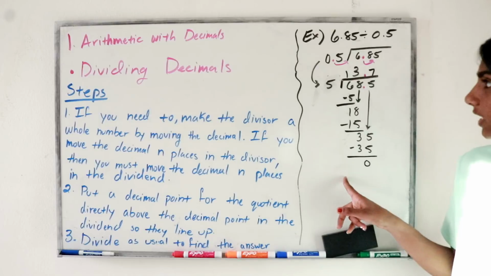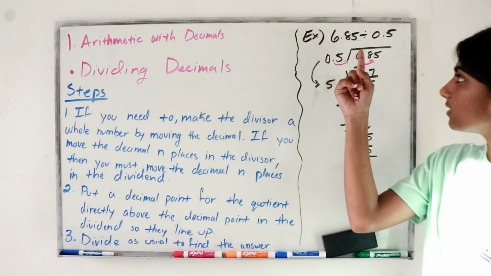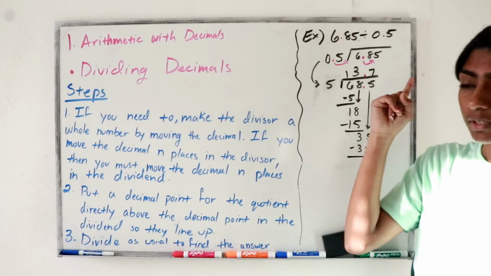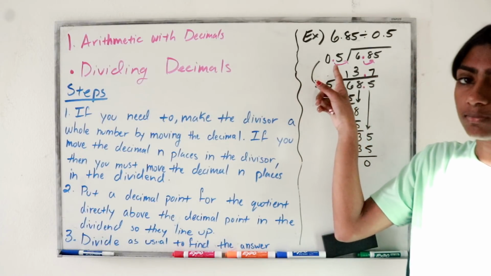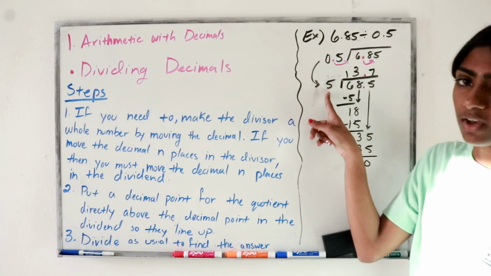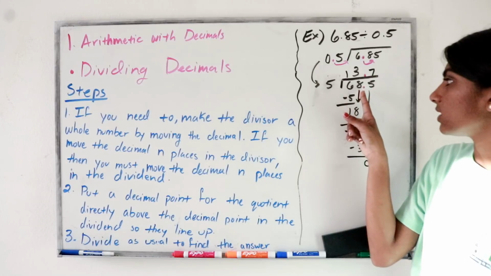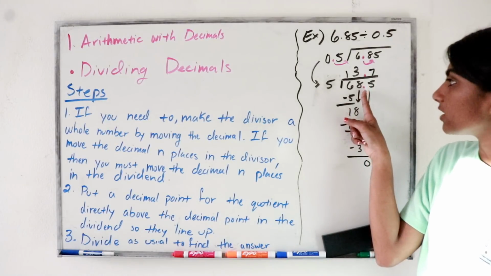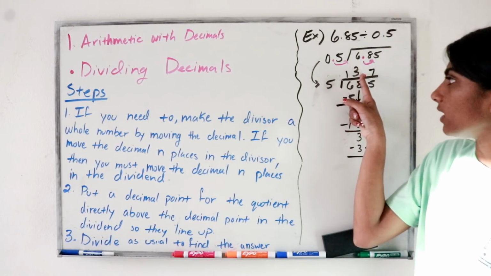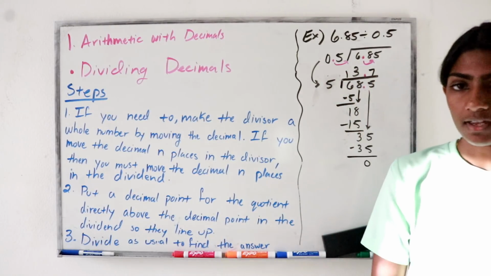So let's look at this example right here: 6.85 divided by 0.5. As you can see, the divisor is not a whole number, so we're going to make it a whole number by moving the decimal point 1 place to the right. So we get 0.5 or just 5. And here, from 6.85 we move it to 68.5. Then you're going to put your decimal point directly above, right here. And then you're going to divide as usual and get your answer, 13.7.